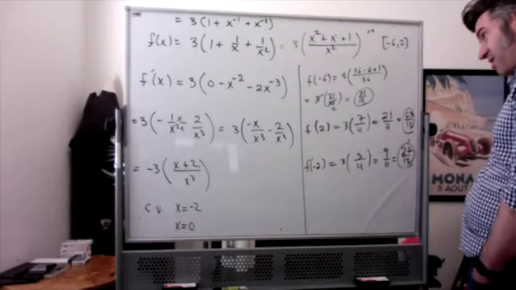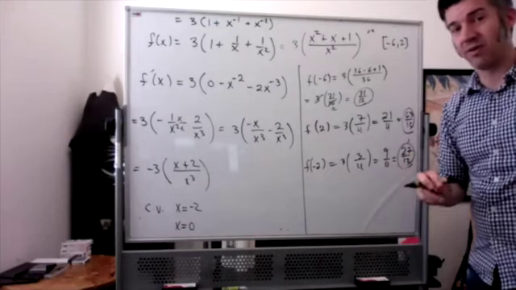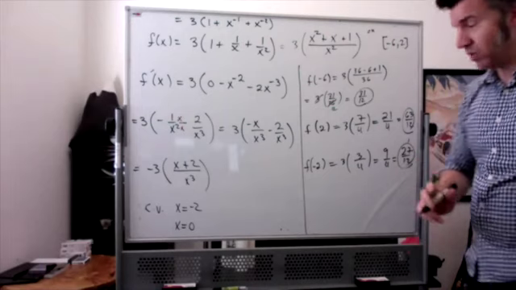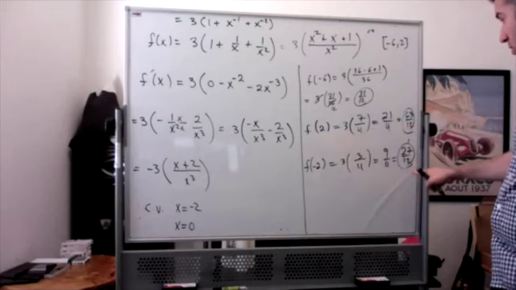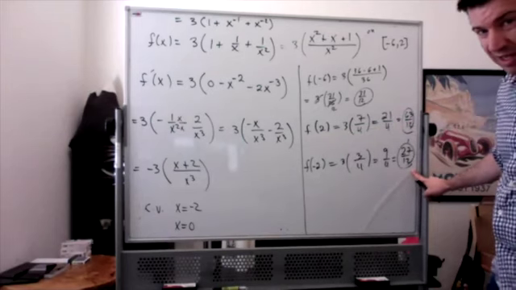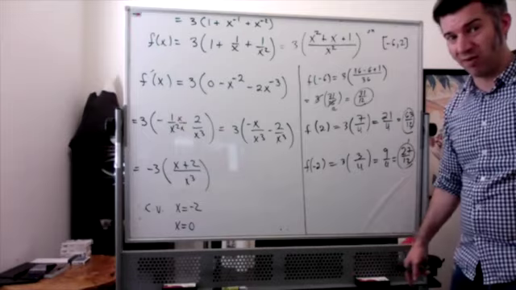Okay. So here's the issue. If we were not being careful, we would say there's your absolute maximum at 2. There's your absolute minimum at negative 2. The problem is one of those is not right.